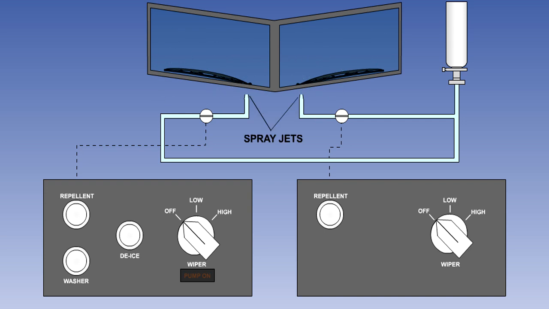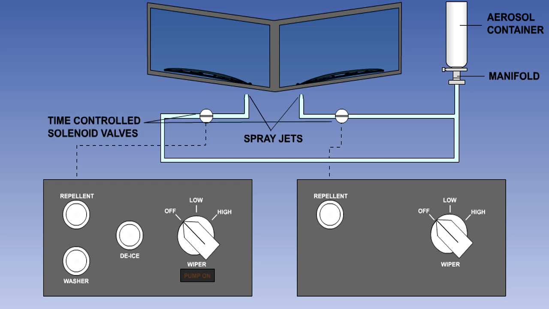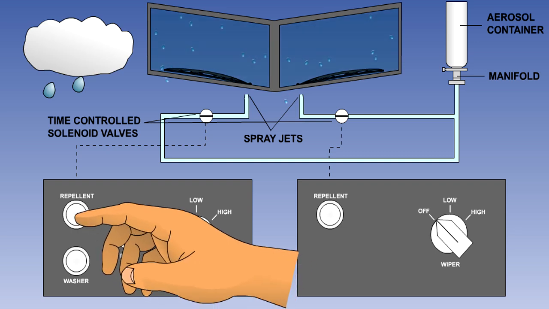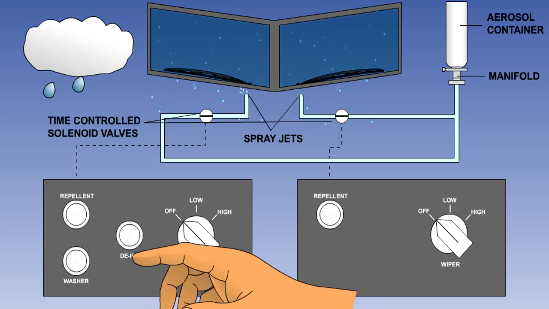In a typical fluid rain repellent system, there will be a nozzle for each screen and a manifold which stores and distributes the fluid to the nozzles. The manifold is charged with repellent fluid from an aerosol-type disposable container which screws into it. Electrical time-controlled solenoid valves control the flow of fluid to the nozzles. Rain repellent fluid is sprayed onto the respective windscreen by momentarily pressing the rain repellent button switch on the captain's or first officer's wiper control panel.